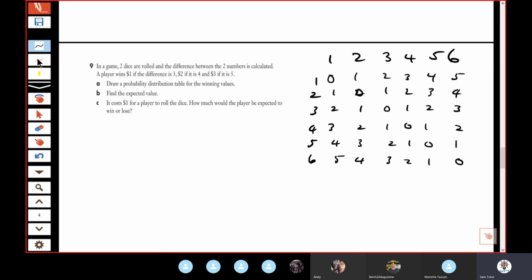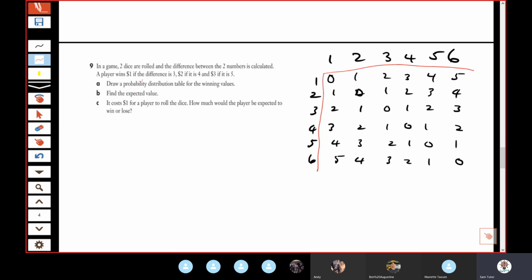Okay. Do we all understand what I've just done there? I just worked out the difference of all the different scores that could occur. In a game, 2 dice are rolled and the difference between the two numbers is calculated. And just so you guys know, I'm not doing this because I'm teaching it to you. I would actually do this in my exam. So however I teach it to you is what I would do, and what I would expect you guys to be doing in your working out as well.